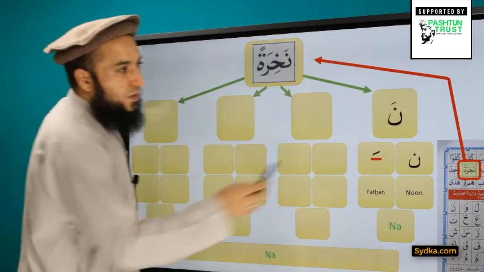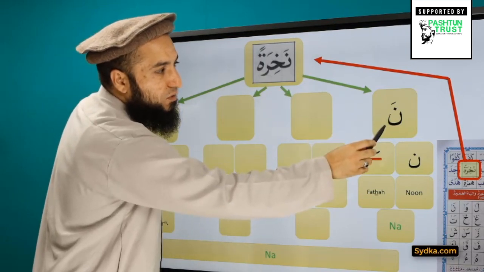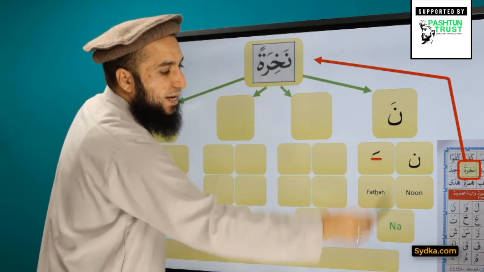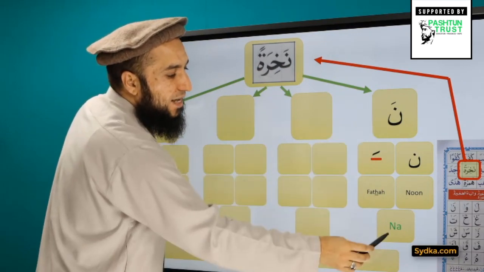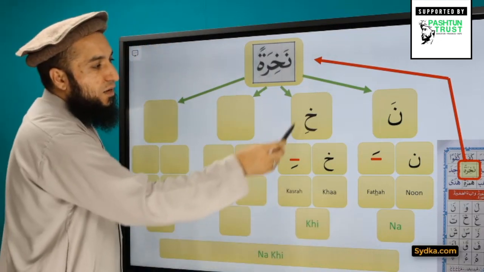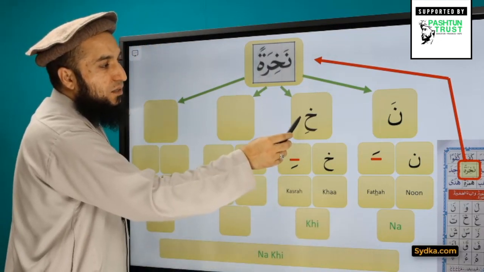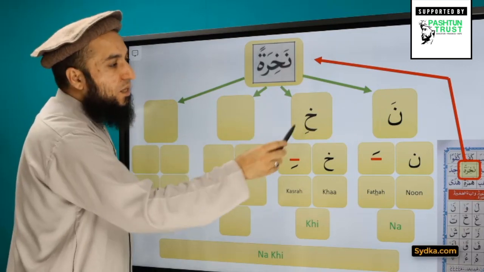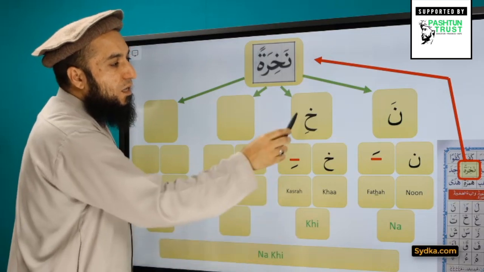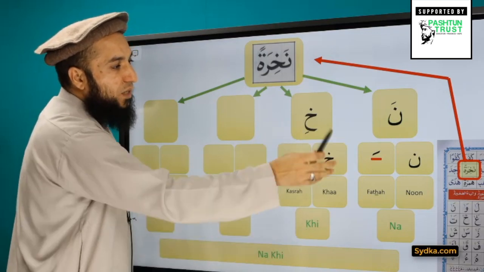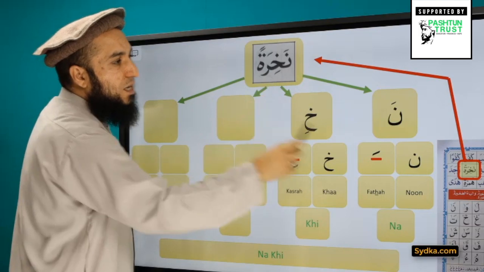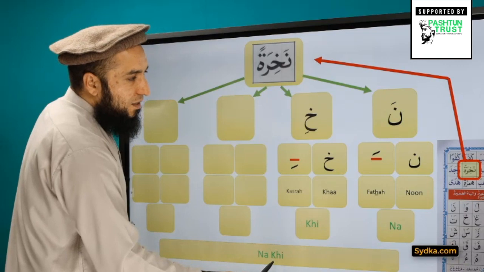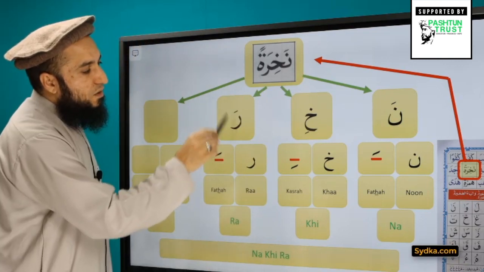The first syllable we have is noon fathana. Noon is not silent and it has fatha, and noon is a light letter. Noon fathana. The second syllable we have is kha kasrahi. Kha is not silent and it has kasra, and kha is a heavy letter. Kha kasrahi. So when we connect these 2 syllables we have nakhi, nakhi.